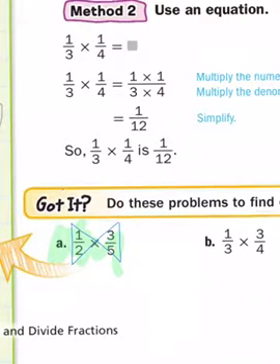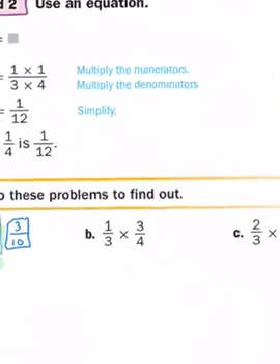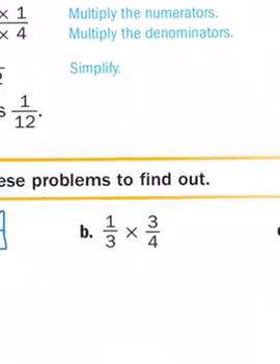Now when you solve, you're just going to multiply your numerators times your denominators. So 1 times 3 is 3, 2 times 5 is 10. It's not improper, can't be reduced. Simplest form, final answer.